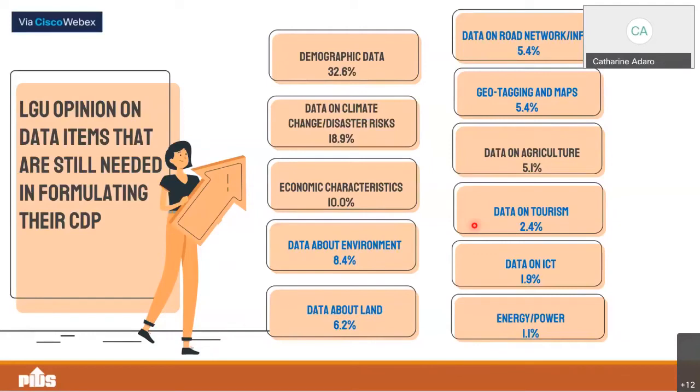On the other hand, there were still some LGUs that identified data needs that are already in the CBMS. Such are demographic and economic data, climate change, and agriculture. This result may imply that LGUs may need different disaggregation of the already existing data, or perhaps there is a need to capacitate even more the LGU staff on the available data that can be extracted from the CBMS.